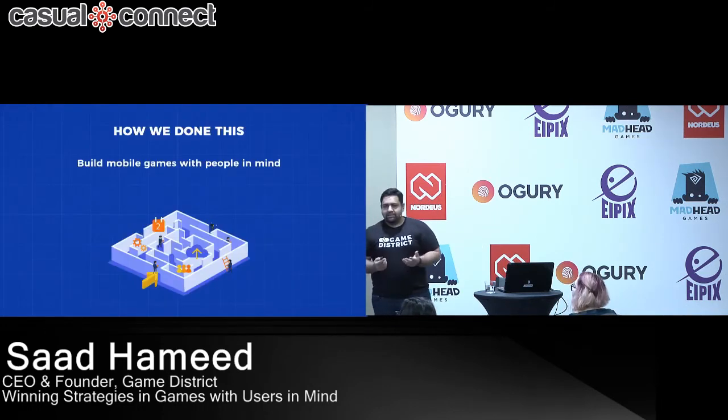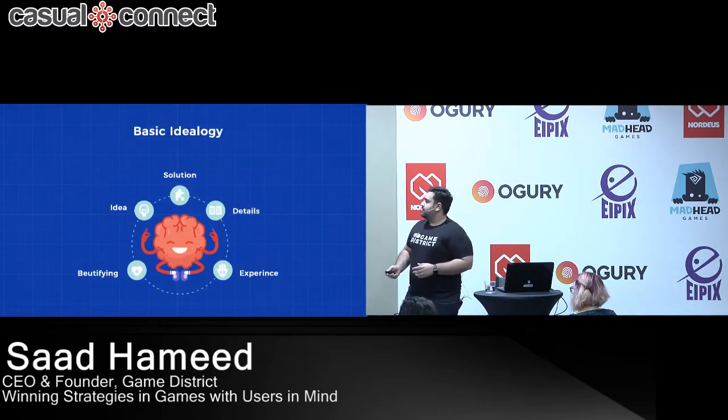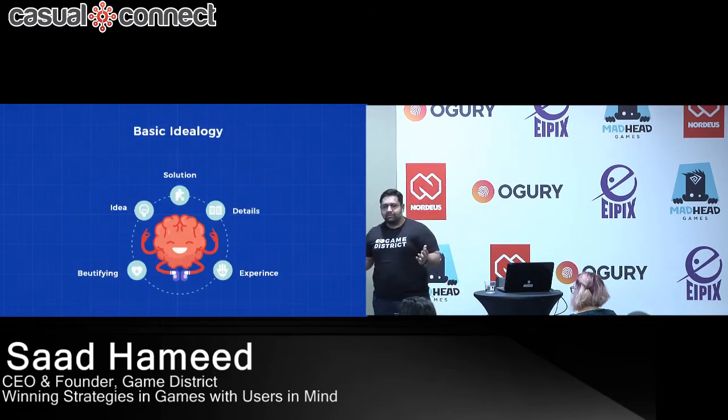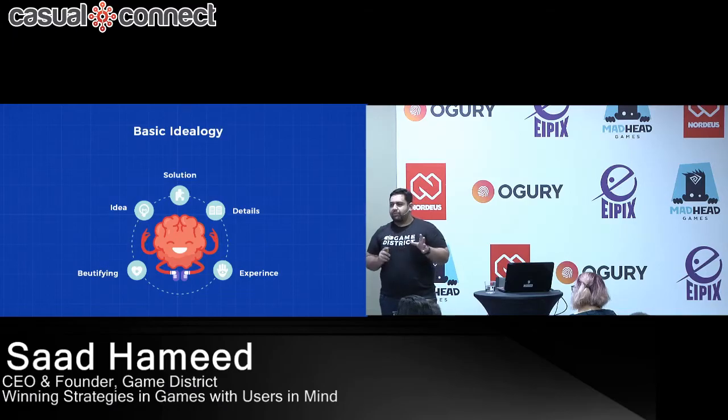So how did we do this? That's the one thing we need to ask. A lot of people ask us how we did that. These are the basic principles when you are building mobile games with people in mind: beautifying, coming up with an idea, a solution, giving details to the game, and an experience. That's what anyone wants.